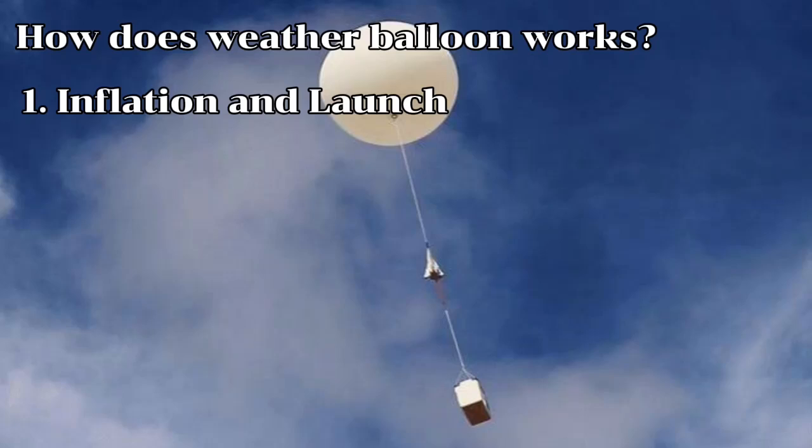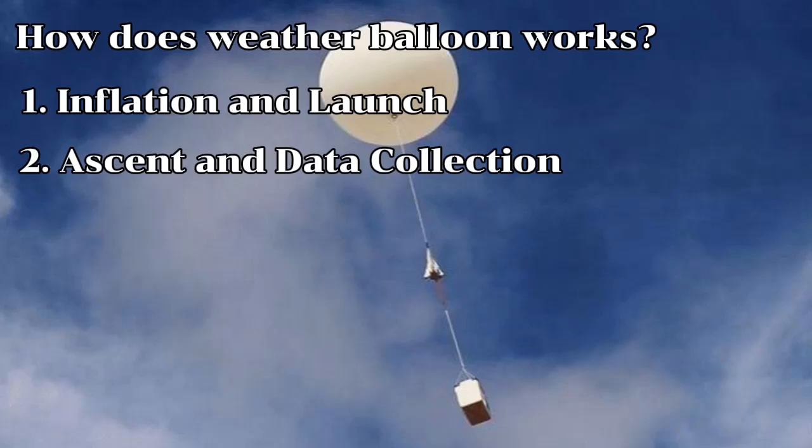Number 2. Ascent and data collection. As the balloon ascends, it carries a package of instruments called a radiosonde. This radiosonde measures various atmospheric parameters including temperature by using a thermistor, pressure by using a barometer, and humidity by using a hygrometer. Wind speed and direction are often determined by tracking the balloon's movement using radar or GPS.